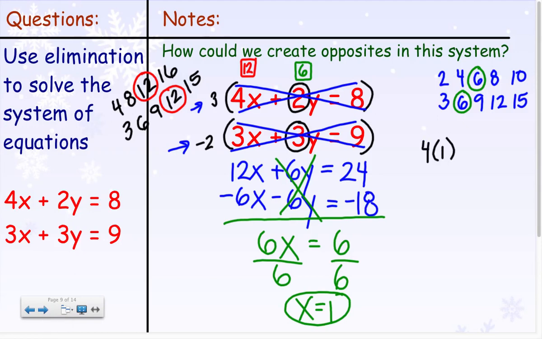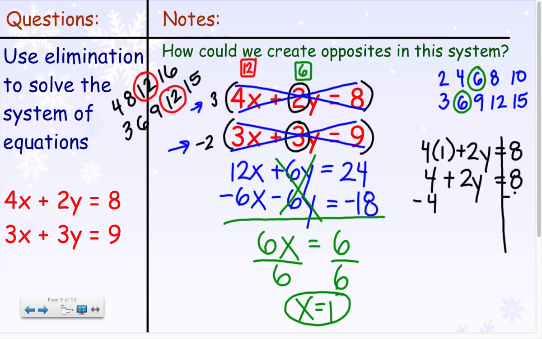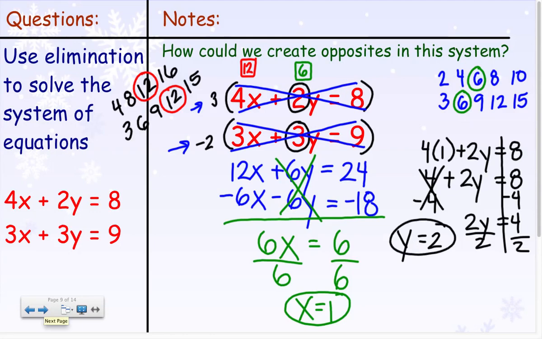4 times 1 plus 2y equals 8. 4 plus 2y equals 8. Minus 4 on both sides. 2y equals 4. Divide both sides by 2, and we are left with y equals 2. So my coordinate point for this system is 1, 2.